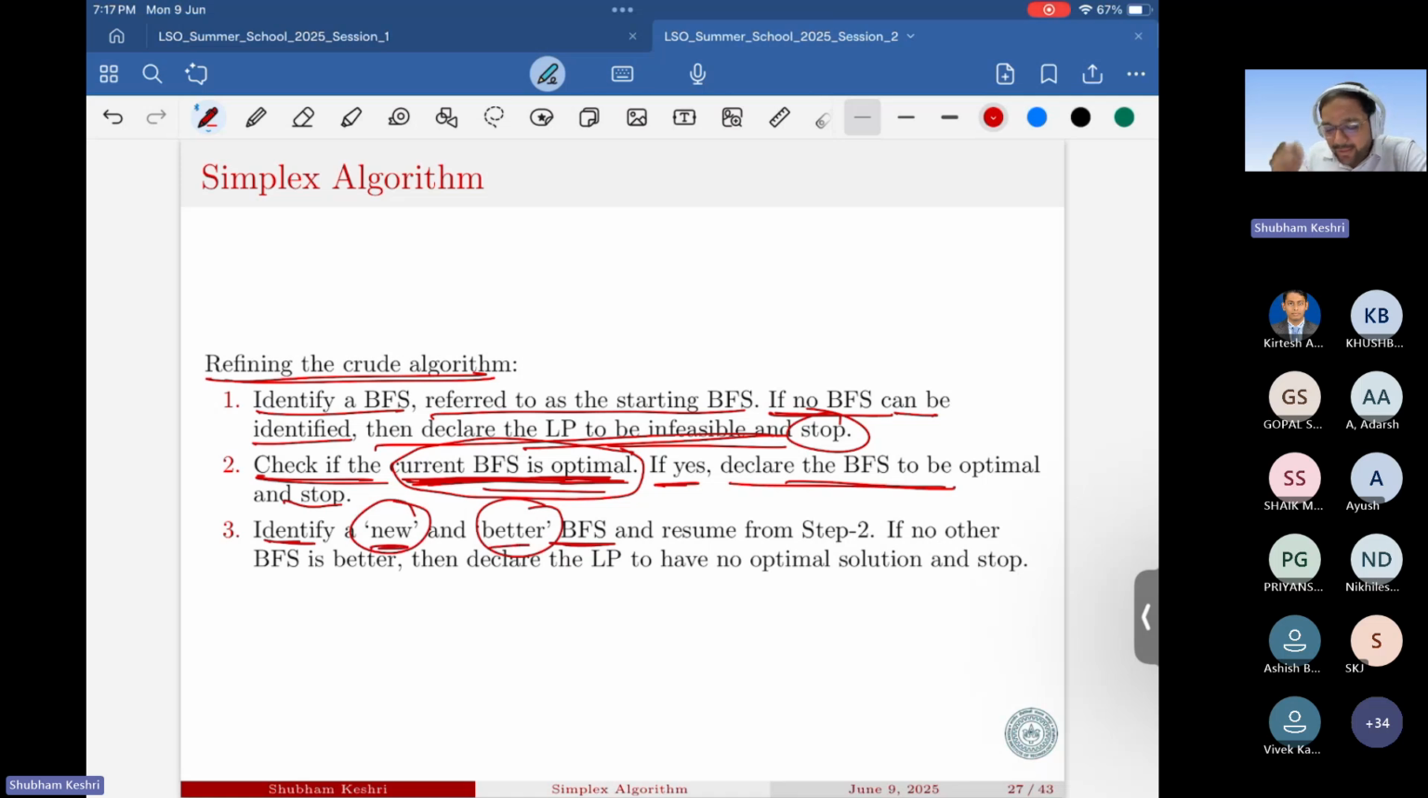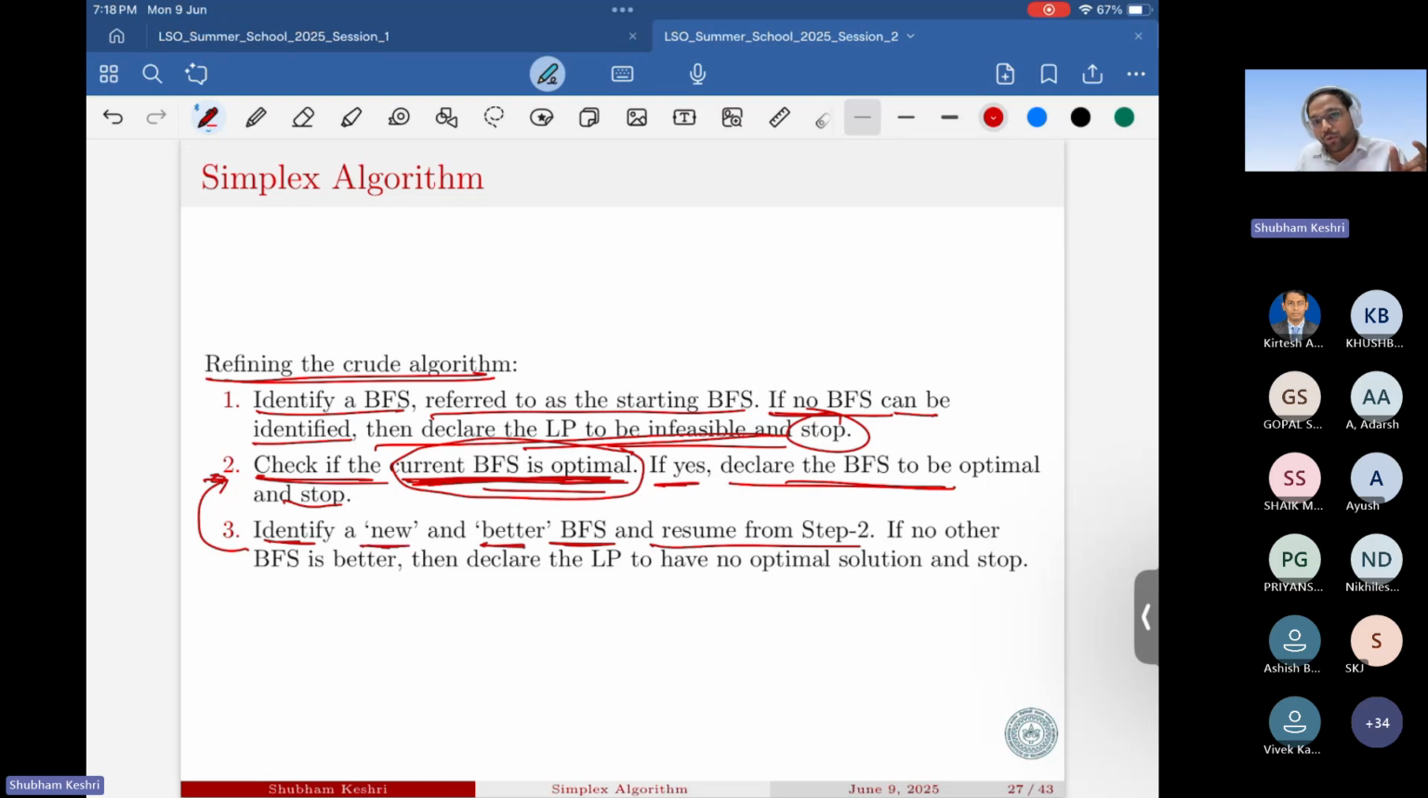Identify new and better basic feasible solution, and resume from step 2. Okay, so this "new and better" has been written in inverted commas. Why? Because new doesn't mean anything and better doesn't mean anything. Just for writing there, we have written new and better. We have to define what new is, and what better is. But for the time being, we will identify a new and a better.